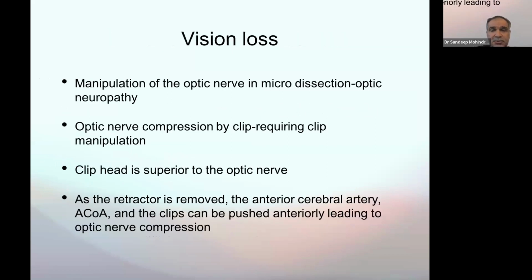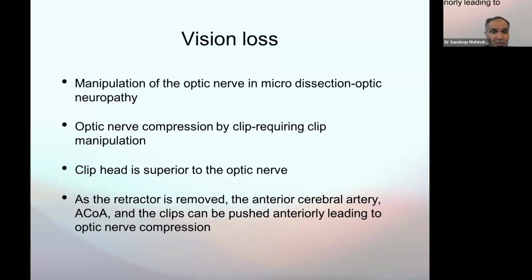Vision loss. This question was pointed out just 30 minutes back. We have encountered 2 patients with vision loss. Manipulation of the optic nerve in microdissection. Optic neuropathy has been encountered. Optic nerve compressed by the clip requiring clip manipulation is mentioned in the literature, but we have not encountered this requiring the readjustment of the clips.